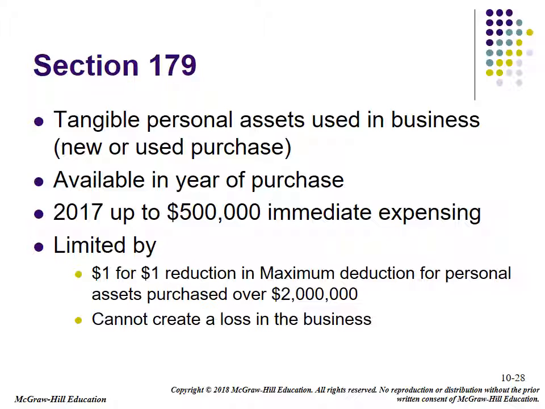There's a dollar for dollar reduction in this $500,000 amount for personal assets purchased over $2 million. So if the company purchases $2,500,000 in personal assets in a year, they don't have any expensing deduction. And also, this expensing deduction cannot create a loss in the business. So you have to stop subtracting it when you reach a loss.